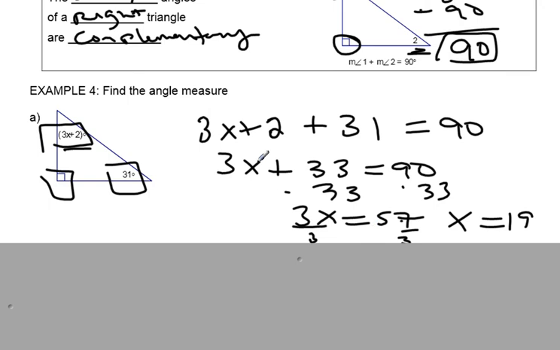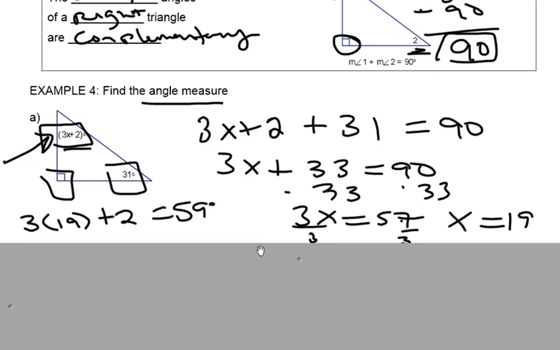Now, I found x. It didn't ask me for anything else, but it did ask me to find the angle measure. So I'm going to plug that x back in. 3 times 19 plus 2. That's going to be 59 degrees. And we want to make sure, does 59 plus 31 plus 90 equal 180? And yes, it does. All right, go ahead and start working on your practice worksheet.